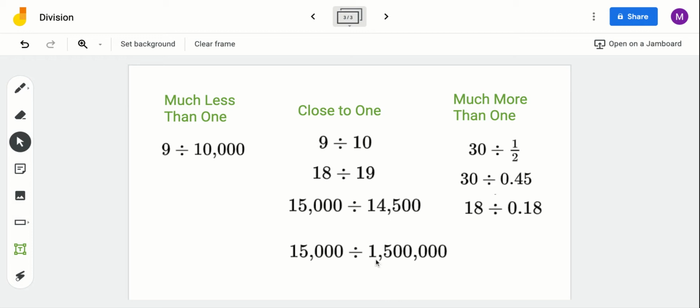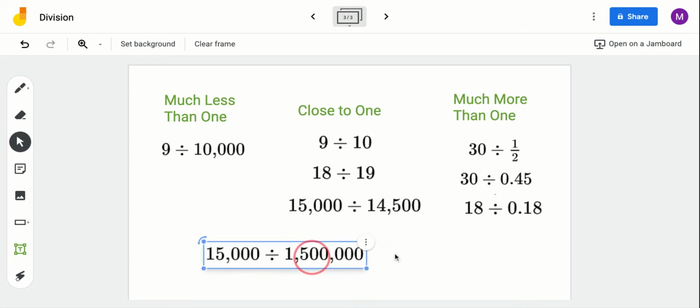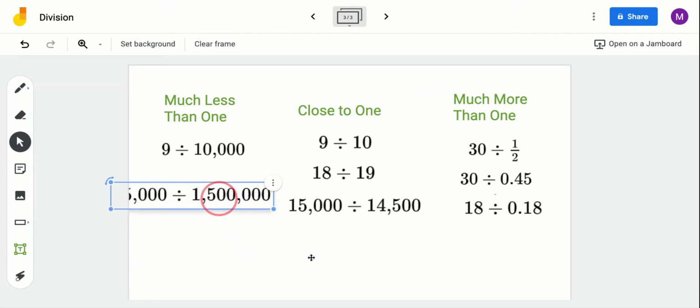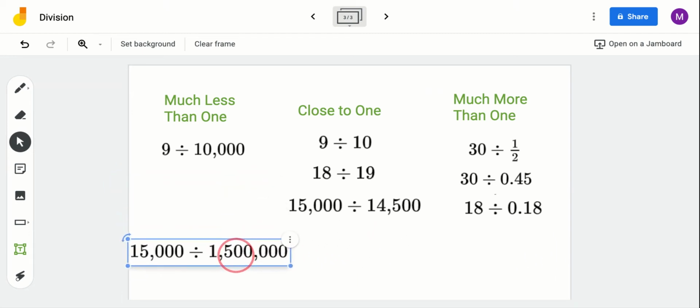And now my last one, 15,000 divided by 1,500,000. Well, 1,500,000 is a lot more than 15,000. 15,000 is only a tiny little piece of this. This answer is going to be much less than 1. This answer is going to go over here. I'm just going to put it on the bottom though, for space's sake.